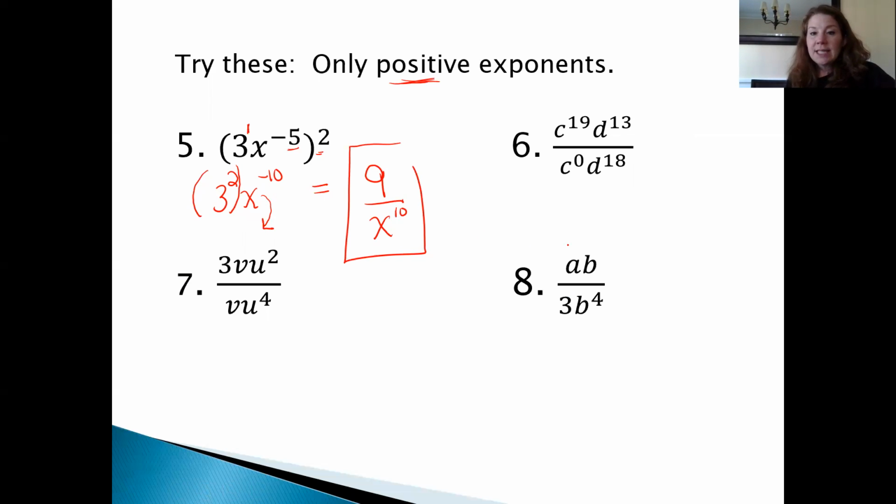All right, let's look at this one. What can we simplify first? Well, what's c to the 0 power? C to the 0 power is 1, right? And 1 times d to the 18th is just d to the 18th. So I'm just getting rid of this. It's just 1, and 1 times anything is the other thing.